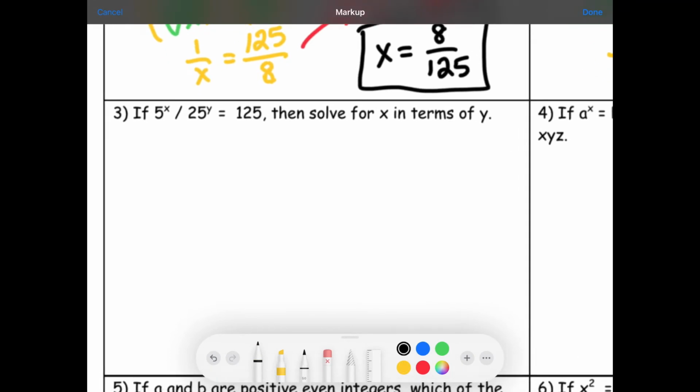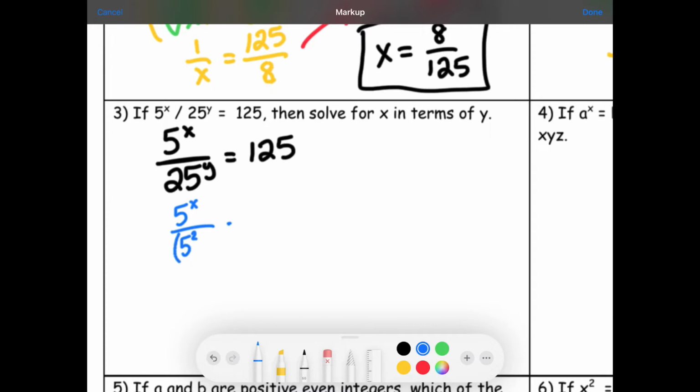Alright, 5 to the x over 25 to the yth equals 125. So again, we're going to turn these all into base 5, right? So 5 is 5 to the first. 25 is 5 to the second power. Okay, I guess I'm going to make the marker smaller here. 5 to the x over 5 squared. That's getting raised to the yth power. And then 125 is 5 to the third power.